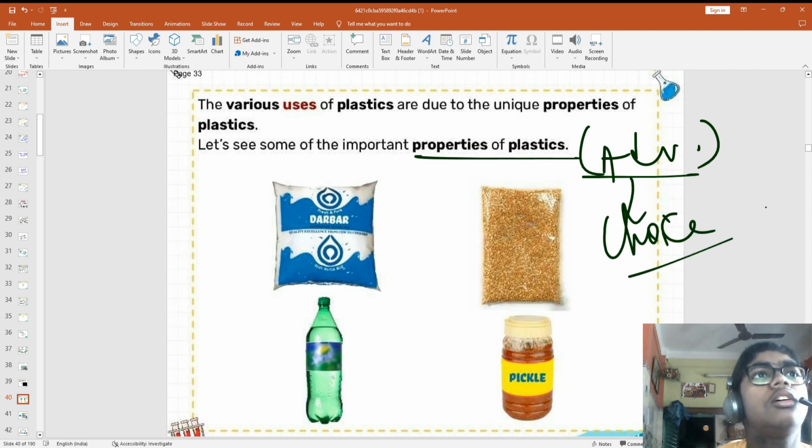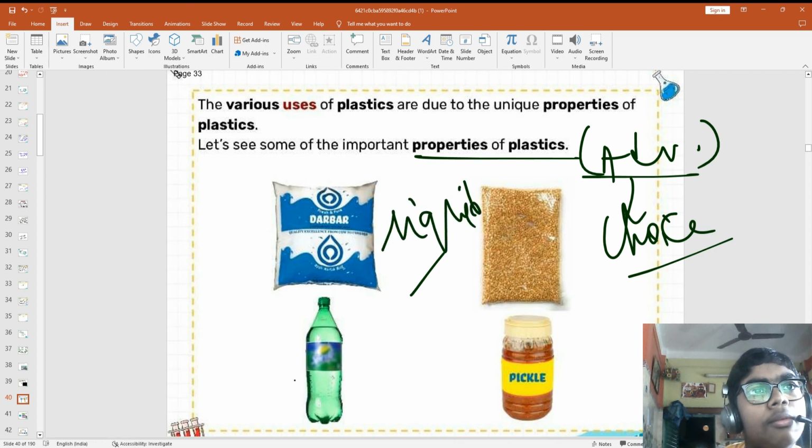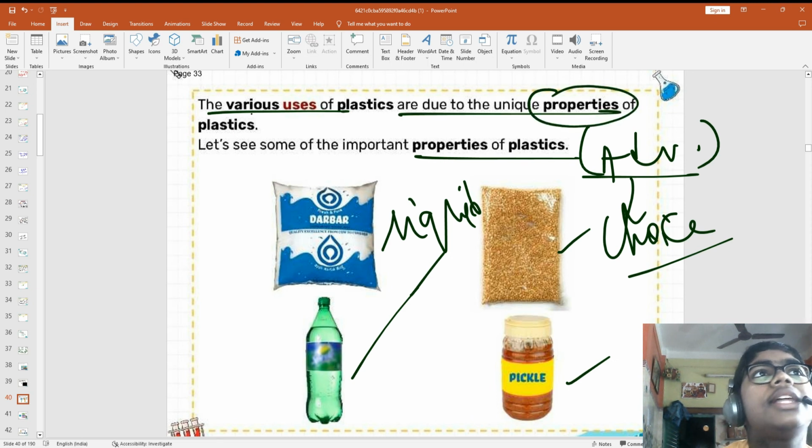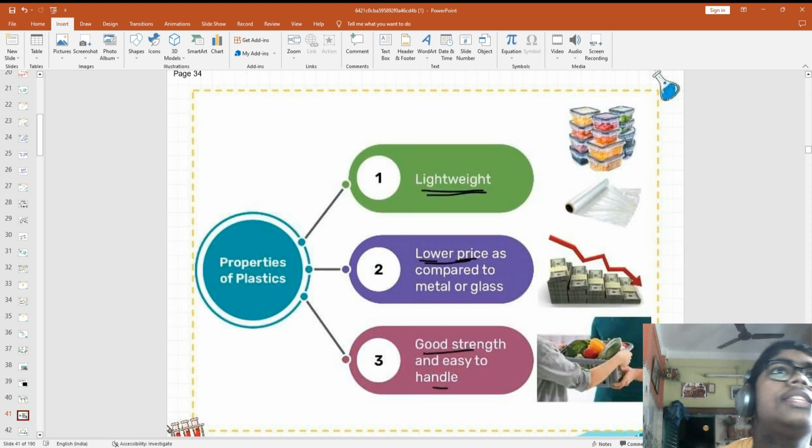Okay, right. You can see this is made up of plastic where liquid is stored. Soda bottles are made of it, and pickles, namkeen, chatpata things, chips, everything is stored here. So the various uses of plastics are due to the properties of plastics. So let's see the properties.